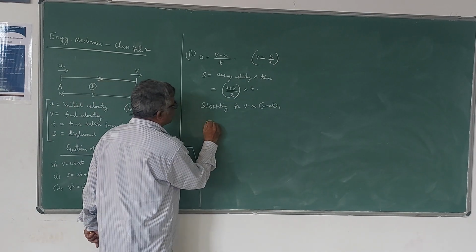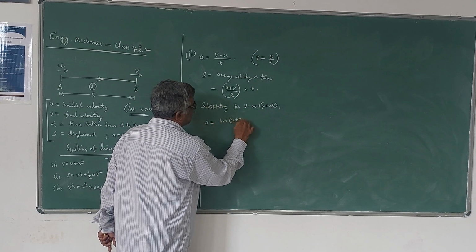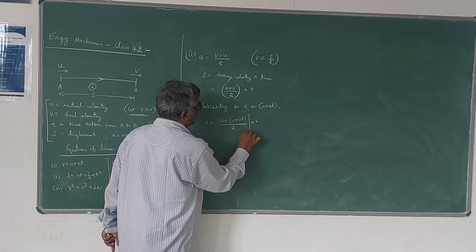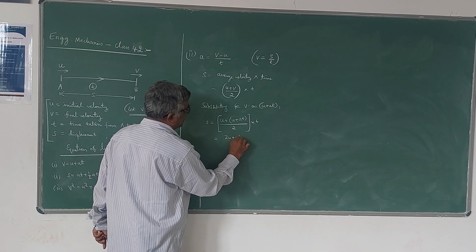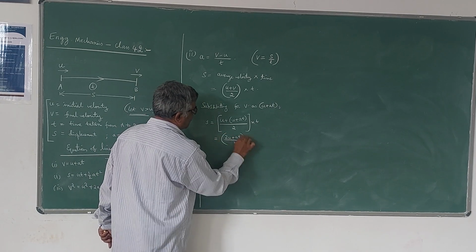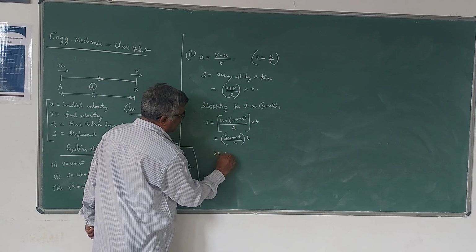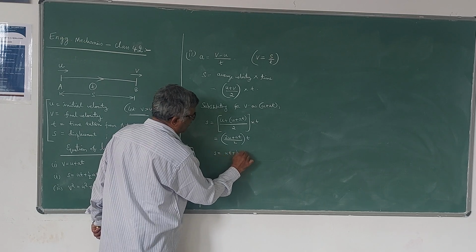So what happens, s is equal to (u plus at) by 2 into t. Like this we get 2u plus at by 2 into t. So these 2 will get cancelled. So finally we get s is equal to u into t plus half at square.